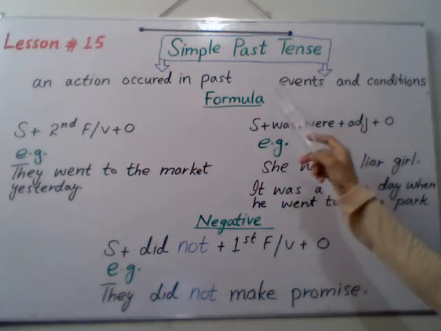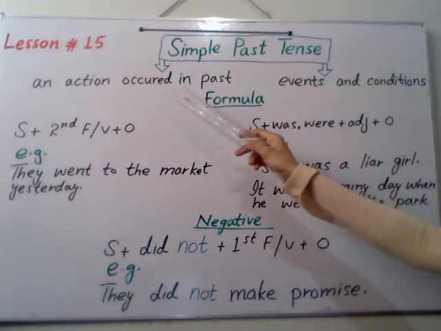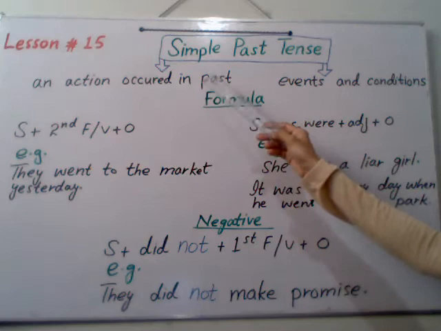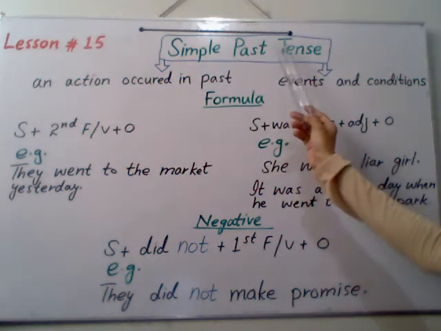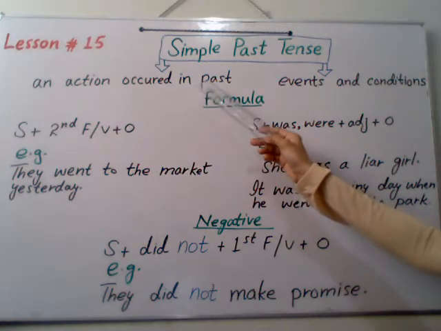Here you can see something like the verb and there is written an action occurred in past. Okay, very easy. Simple past tense shows an action which occurred in past.